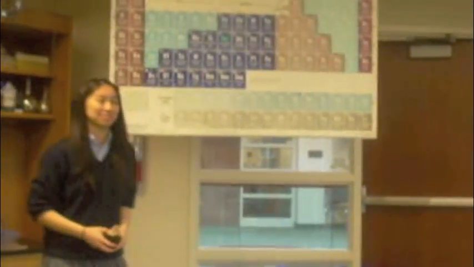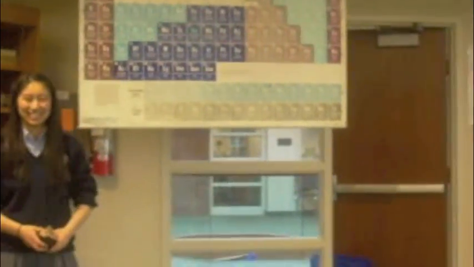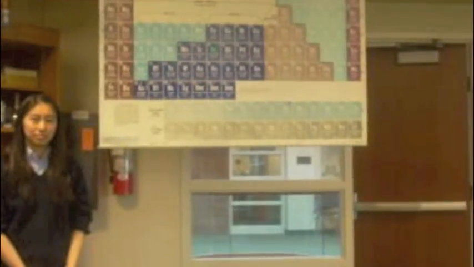Four main trends are atomic radius, ionization energy, electron affinity, and electronegativity. The first trend we'll explain is atomic radius. From left to right, the atomic number increases, and therefore there are a greater number of protons, which pull the electron to a smaller radius.